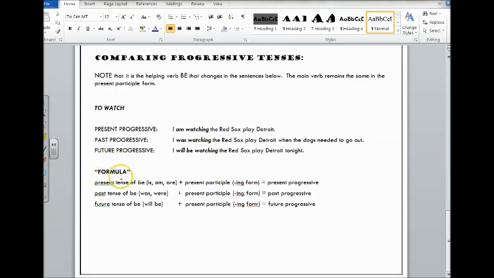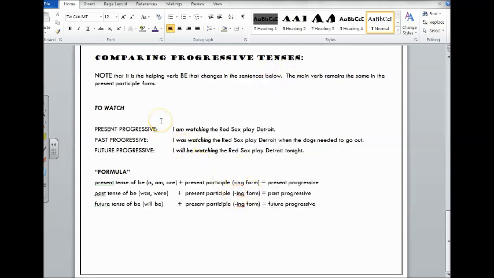And the formula that I've been speaking about, here it is in the generic form. Use the present tense of be, any of them work depending on your subject, is, am, or are, plus the present participle, which is your ing form, and you make present progressive. Use the past tense of be, was or were, plus the present participle of the main verb, which is your ing form, you make past progressive. And if you use the future tense of be, which is will be, plus the present participle or ing form of the main verb, you make future progressive. And I will fix that spelling here.